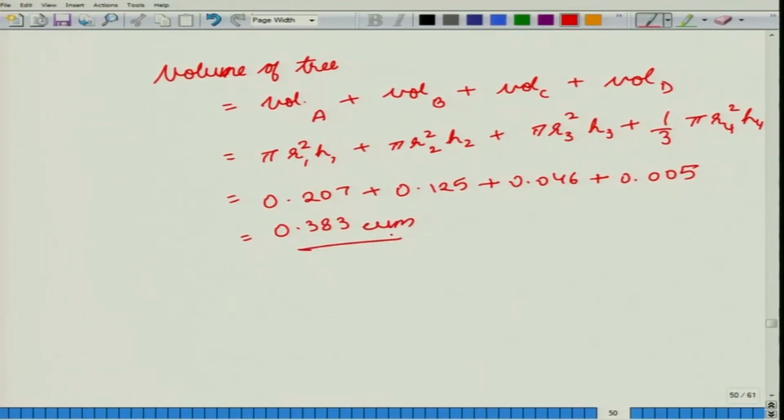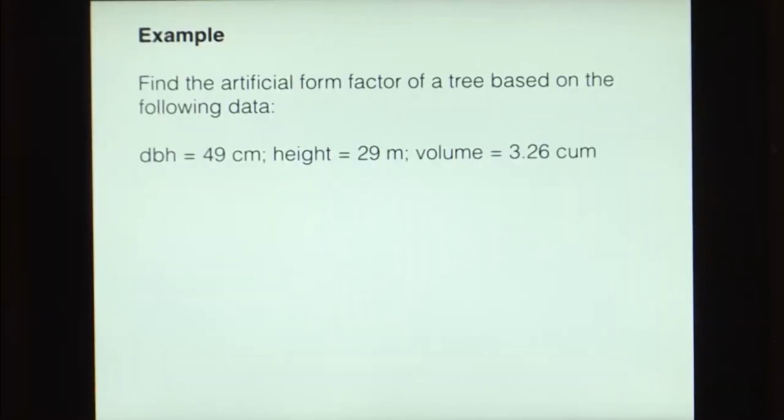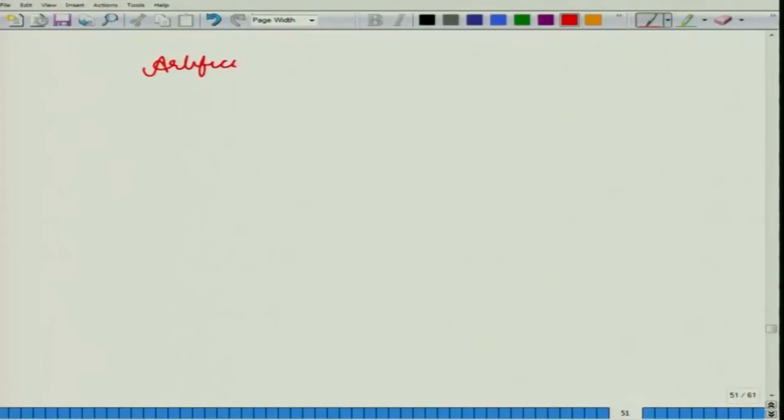So, this example tells you how we make cuts out there in the forest for measurement purposes, and also how we calculate the volumes once we have made those cuts. So, let us now look at another example. Now, this example, as you can see on your screen, is: find the artificial form factor of a tree based on the following data. So, you are asked to find out the artificial form factor.